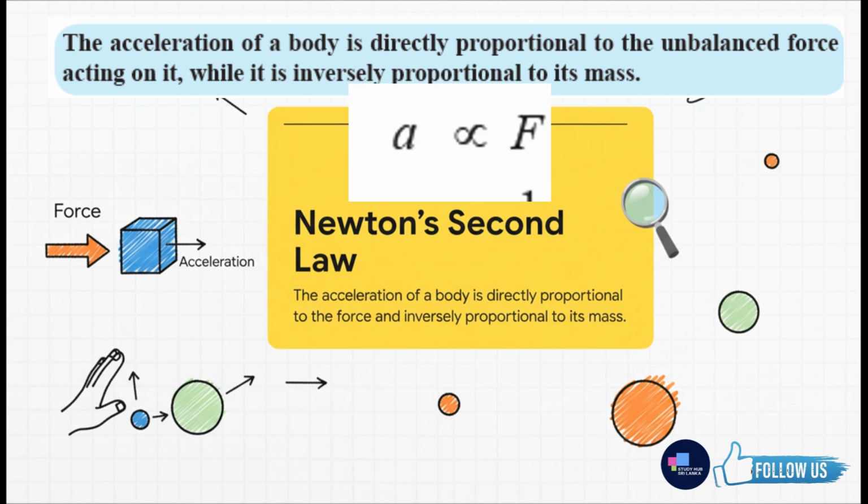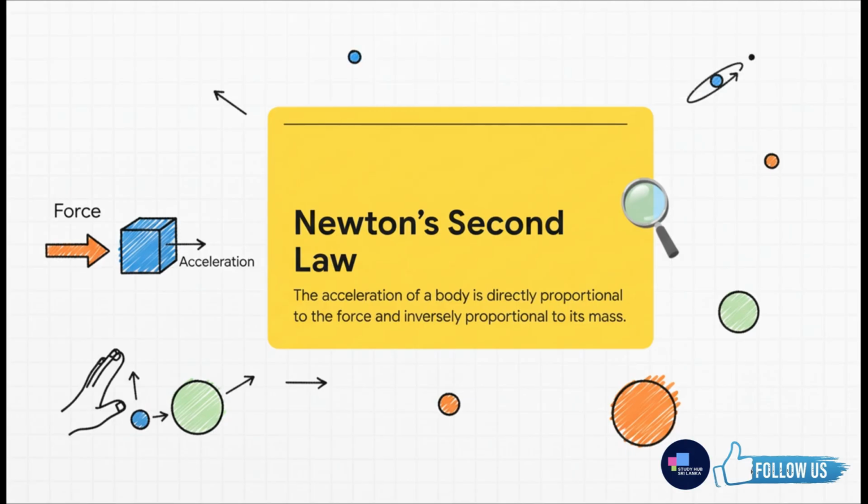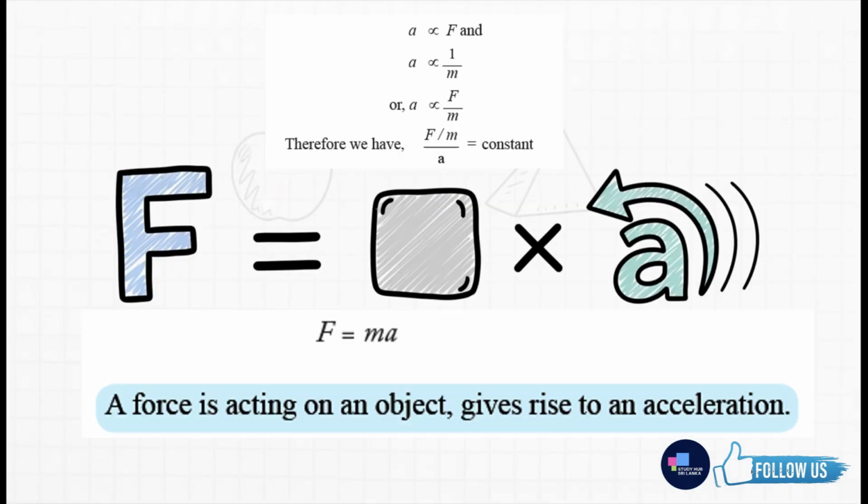That just means if you push harder, it accelerates faster. Simple enough. But it's inversely proportional to its mass. This means for the very same push, a heavier object is going to accelerate a lot less than a lighter one. And all of that smart-sounding stuff is summarized in this beautiful, simple formula. Force equals mass times acceleration, or F equals ma.